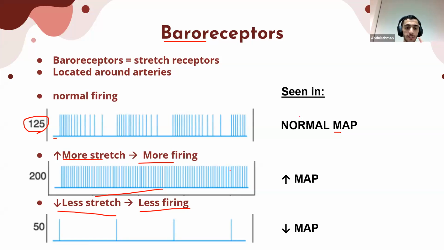And I need you guys to take away the fact that baroreceptors will increase firing with increased stretch and decrease their firing with decreased stretch, while in normal situations, they have a normal firing rhythm. All right? Is it clear?